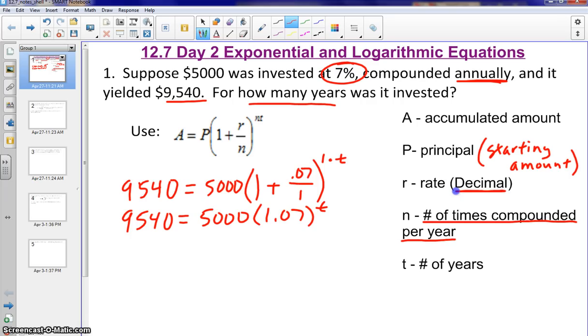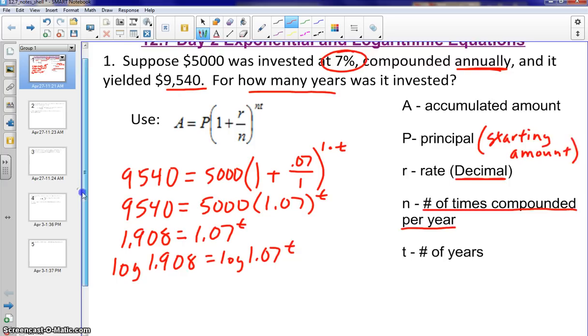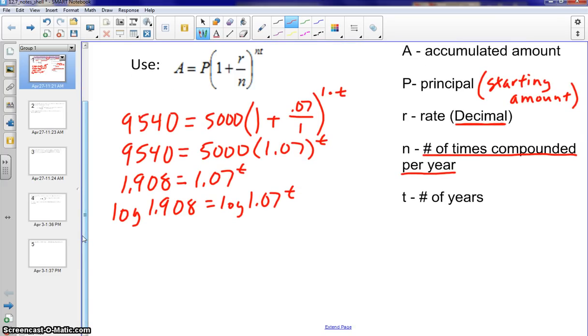This is an exponential equation, therefore we want to isolate the exponent. So we'll divide by 5,000 and get 1.908 equals 1.07 to the T. And again, think about how we solve exponential equations. If we cannot get the bases the same, we would like to take log of both sides. Therefore, we have log of 1.908 equals log of 1.07 raised to the T. Using our properties of logarithms, that exponent of T would go down in front. So it would be T times the log of 1.07.